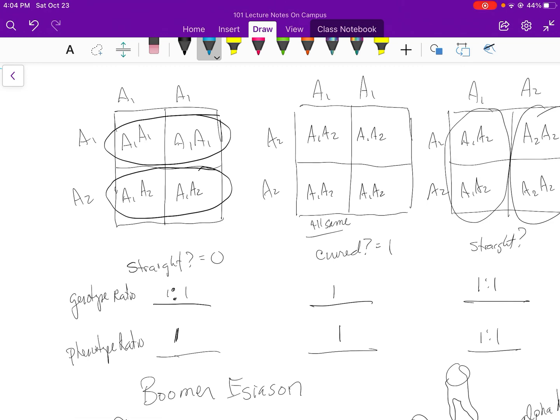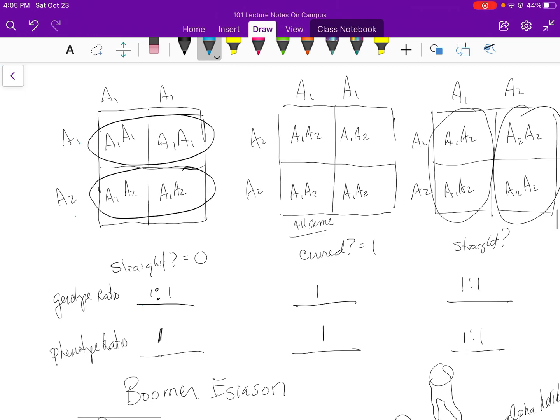So in this particular case, this is the way each of these works. This is A1A1 with A1A2, so a homozygous dominant with a heterozygous. What we get is a 1-to-1 ratio in the genotypes, and a phenotypic ratio where they all look the same because they all have the dominant allele.